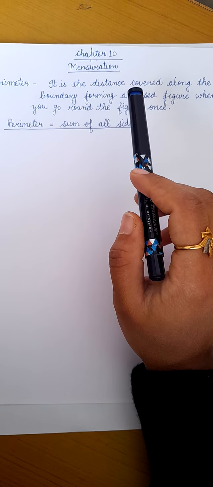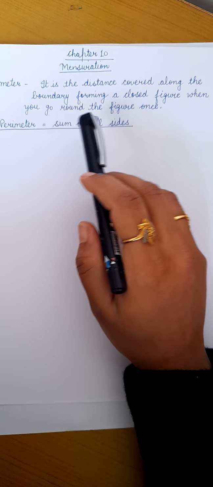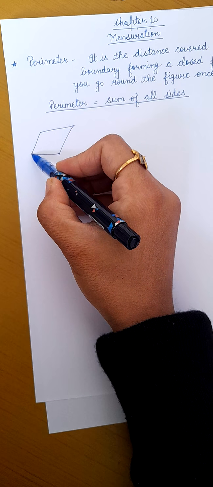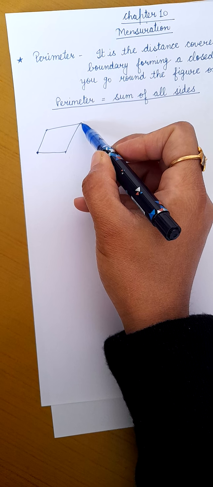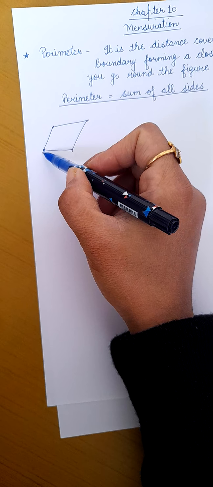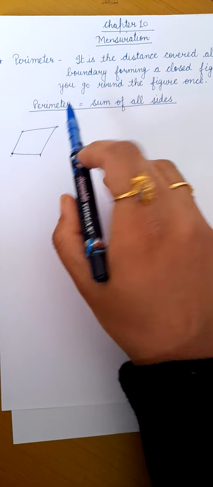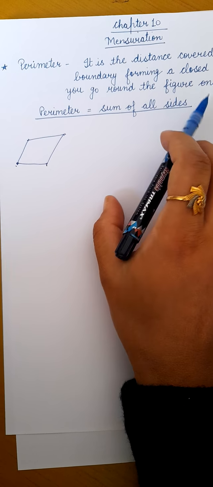It is the distance covered along the boundary forming a closed figure when you go round the figure once. Any type of shape, any random shape, if you cover the boundary of this shape, that is called perimeter. Means if you are starting from here to here, here to here, here to here and here to here, what is the total length of this boundary? That is called perimeter. So in simple language, we say that perimeter is equal to the sum of all sides.